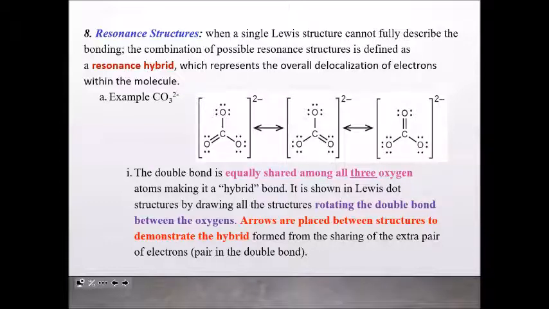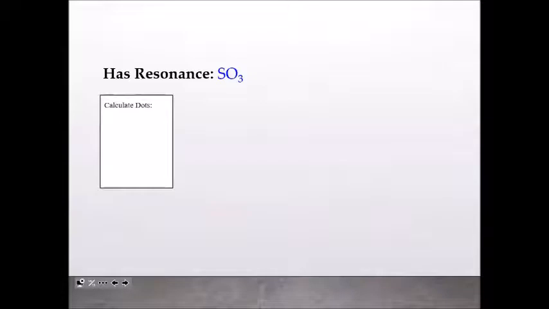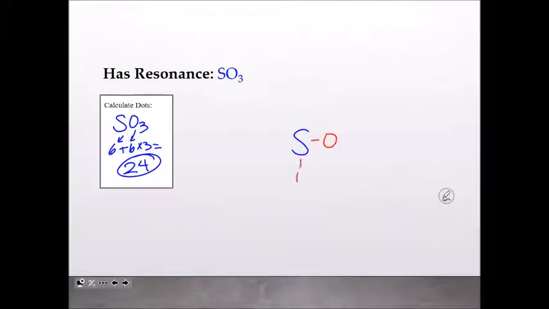So, let's take a look at the example that's in your notes sheet. I believe it's sulfur trioxide. This is similar to sulfite, except we're missing 2 electrons. So 6 plus 6 times 3, that gives us 24. We have 2 fewer electrons than the previous example. S still goes in the center. We're going to attach our ligands.